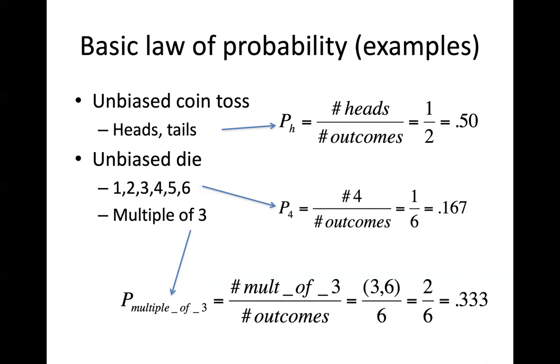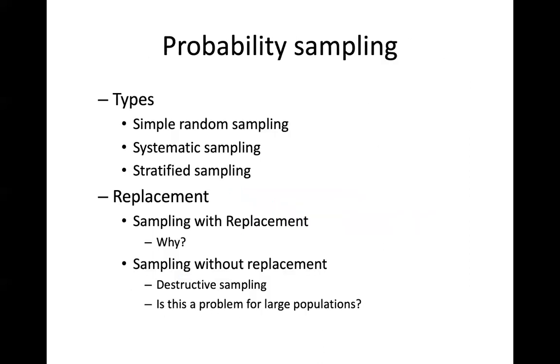Okay, what about a multiple of 3? Well, how can you get a multiple of 3? That could be a 3 or a 6, and there are 6 sides on a die, so you could get that 2 ways, which is 0.333. So, this is pretty basic stuff. You don't really need to know these kinds of calculations, but you need to think about how likely it is I'm going to sample something if I want to use probability sampling.